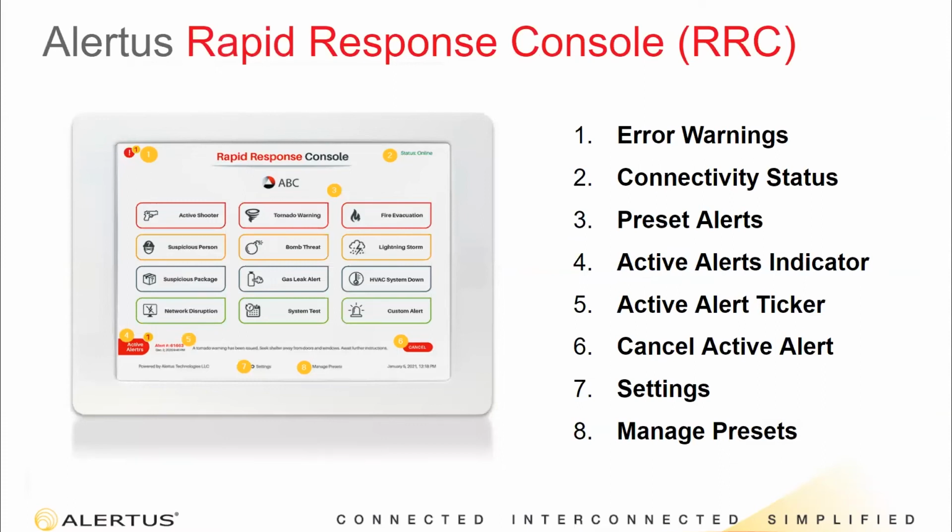Some organizations use the Alertus Rapid Response Console, especially if they utilize HPSA systems. Navigating the RRC is quite intuitive as all information can be found on the home screen itself. Remember that the RRC is either a wall or desk-mounted tablet that allows you to launch preset activations. As you notice here on the home screen, the preset activations appear on this quick access menu on the home screen. You can also see information regarding any active alerts. You can cancel if you have the ability to, and you can view settings and other information here.